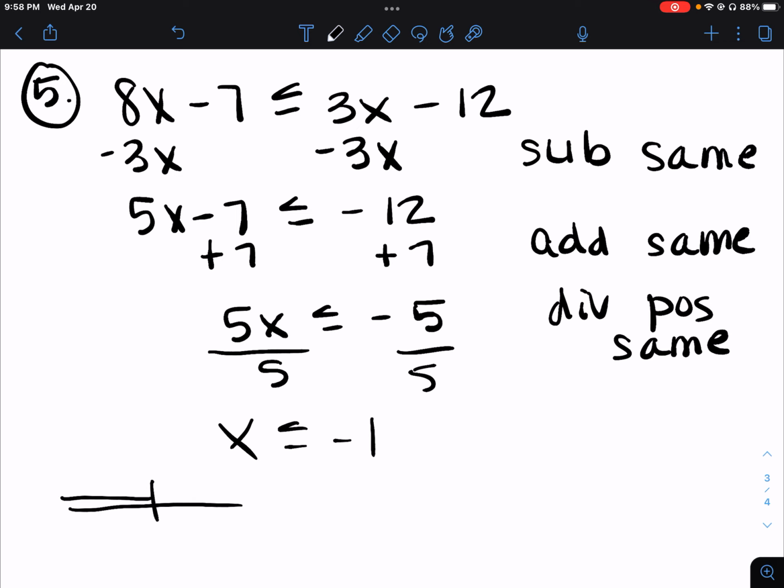Less than goes to the left. Or equal to means to include. We always read that left or right, so from negative infinity to negative 1. The bracket is because we're including. We include because of the or equal to.